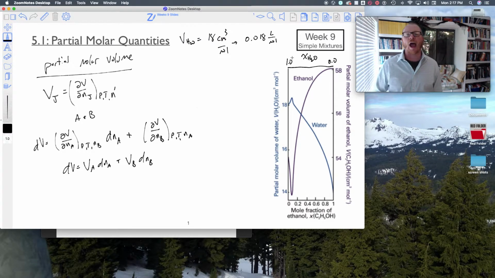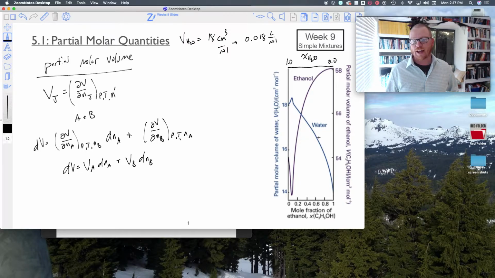And what we note now is as we start adding ethanol, there are some really interesting things that start happening, right? There's this particularly interesting thing occurring at a mole fraction of about 0.1. So the water is swelling as a result. The ethanol is compressing, okay?